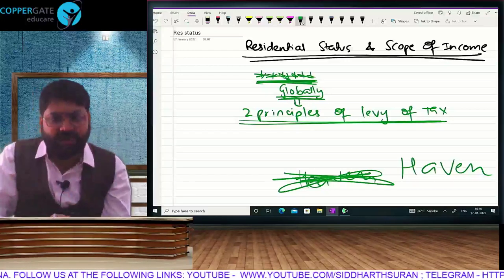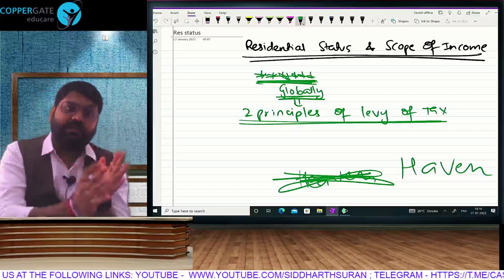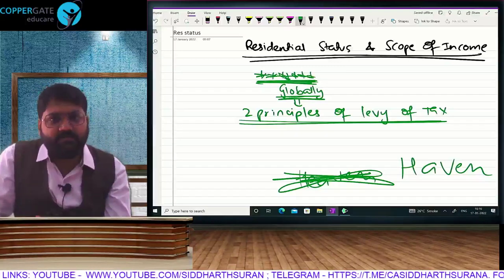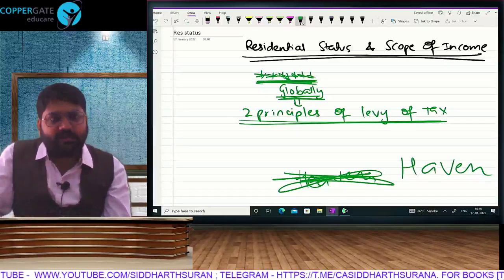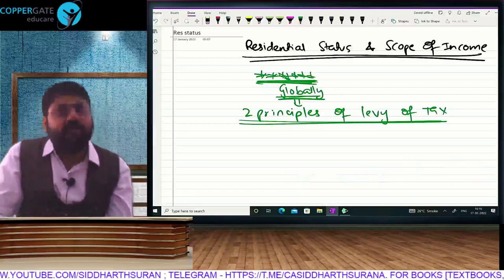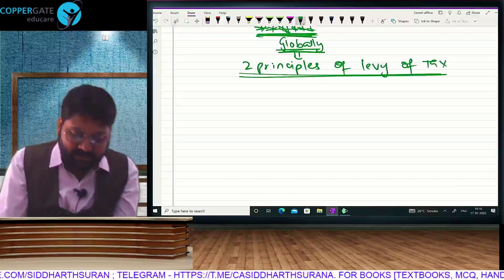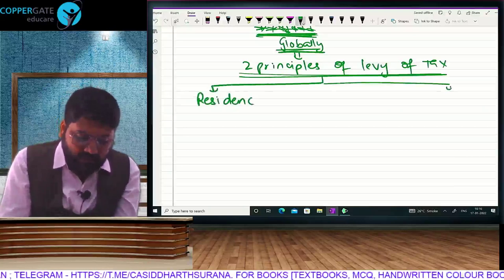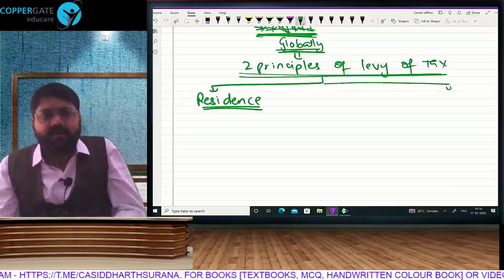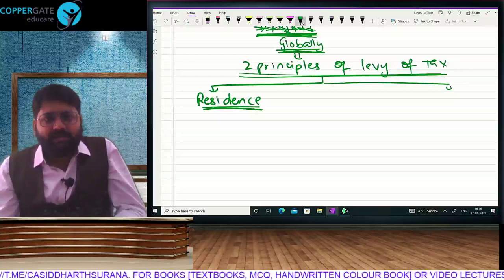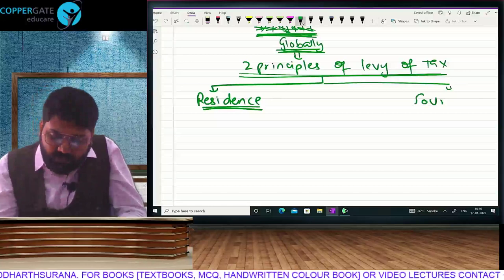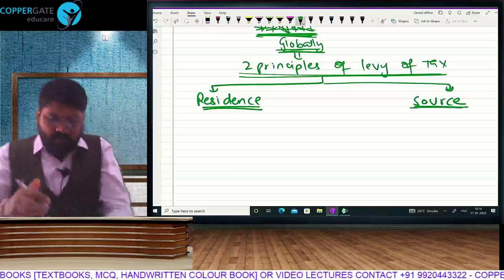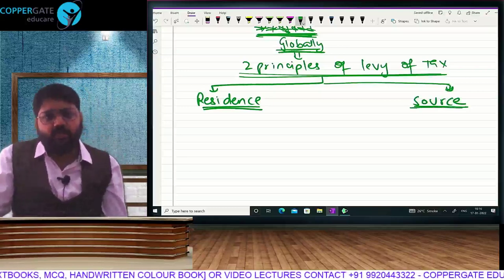There are some countries which don't levy tax. UAE is an example. But there are other countries which levy tax. India, for example. Thank God India levies tax. That is how I also get my bread and butter. So India has income tax. Whichever country in the world levies income tax, it will levy on the basis of two principles. One, the principle of residence. Two, the principle of source.